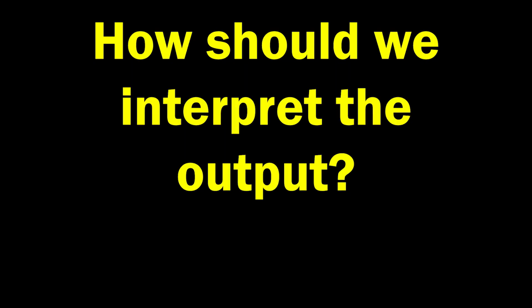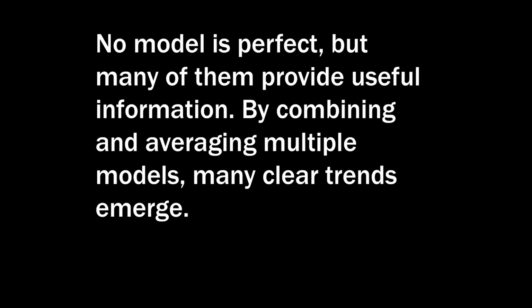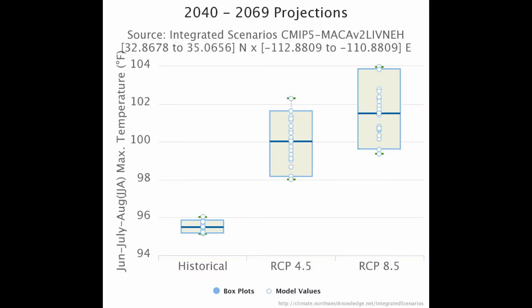How should we interpret the output from models? So here's one of my favorite rules of thumb. No model's perfect, but some models are useful, and when we average them, we might see some valuable information about the sensitivity of the systems that we're looking at. As I mentioned earlier, we might want to look at the magnitude of changes. We might want to look at the range of changes too and see the consistency of those changes over time.